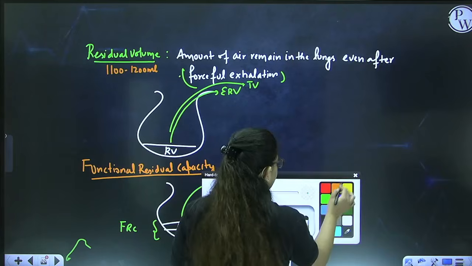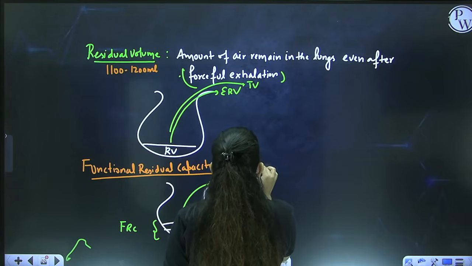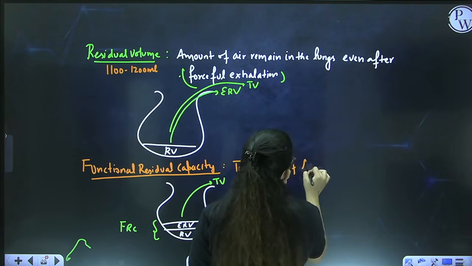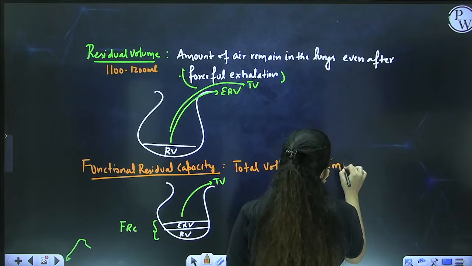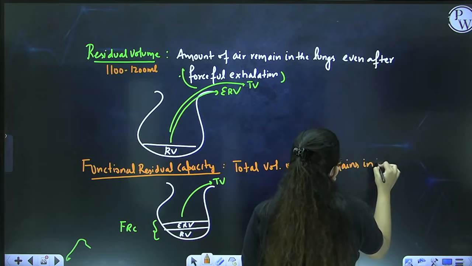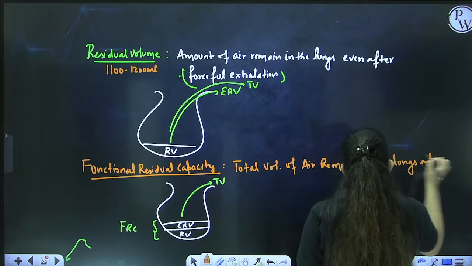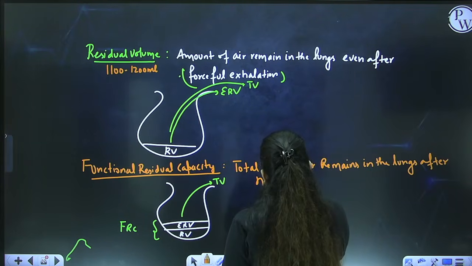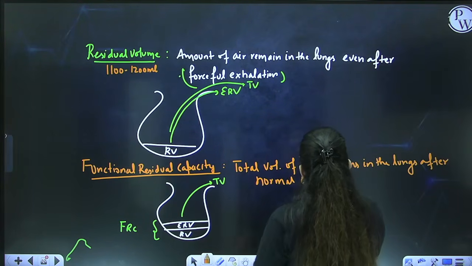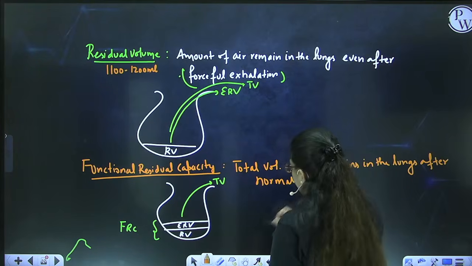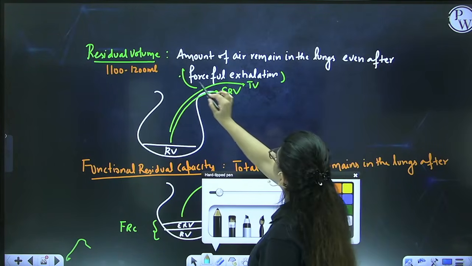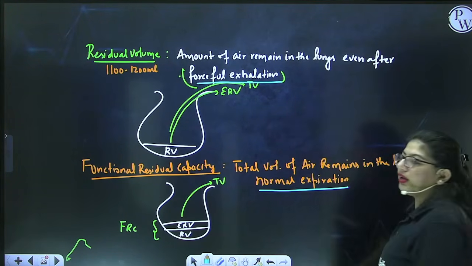What is functional residual capacity? Total volume of air that remains in the lung after normal expiration. Now, what's the difference between the two? Both are the air which remains in the lung. The difference is in the forceful and normal expiration.